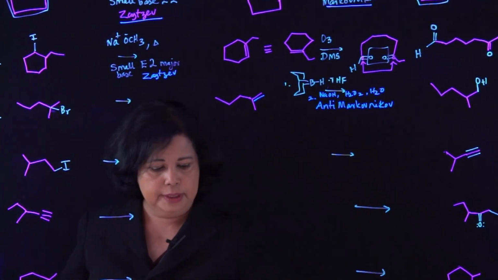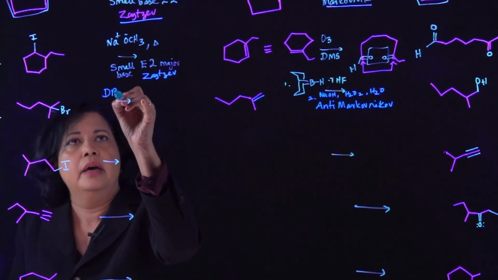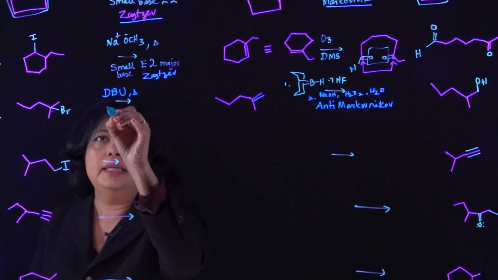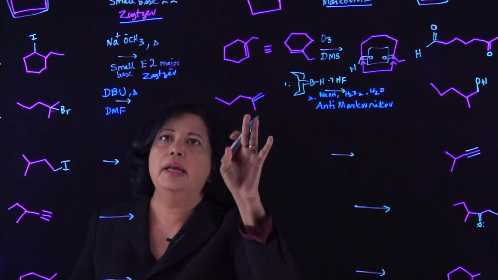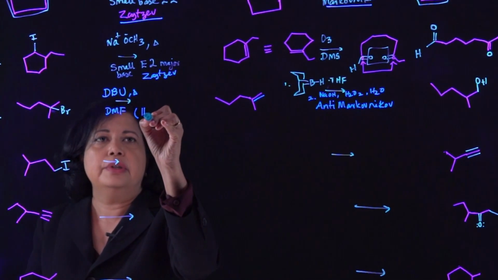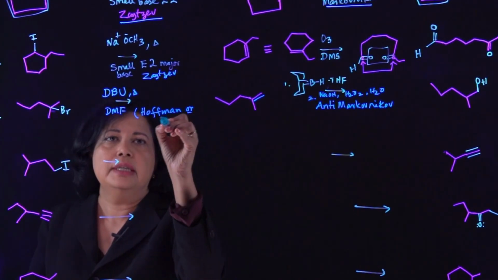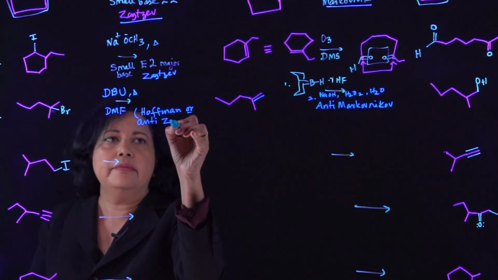So I'm going to put over here DBU, and you can put some DMF or some solvent here and heat it up, and you are going to get anti-Zaitsev. It's called Hofmann elimination. Hofmann, which is anti-Zaitsev. So the opposite of what we did before.